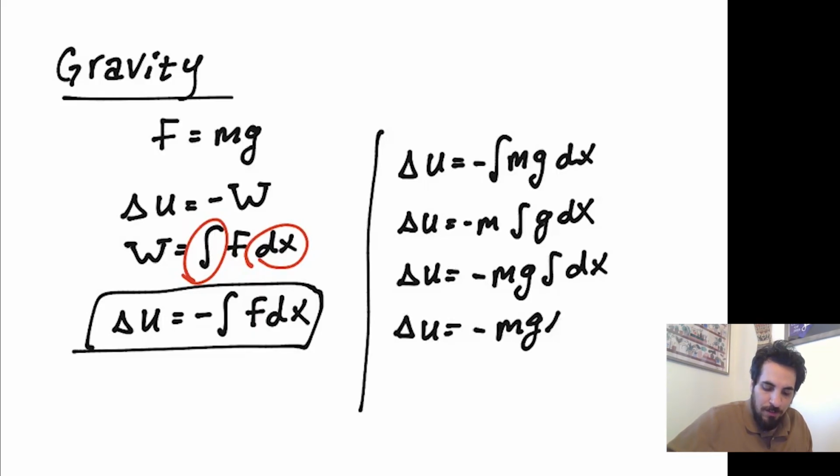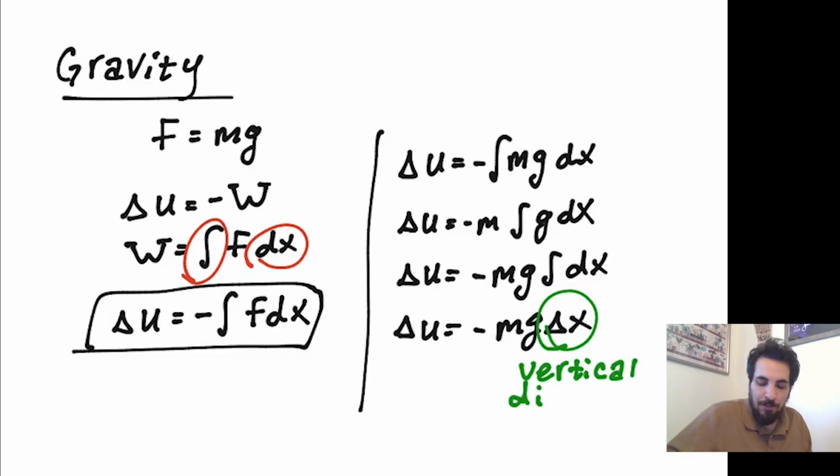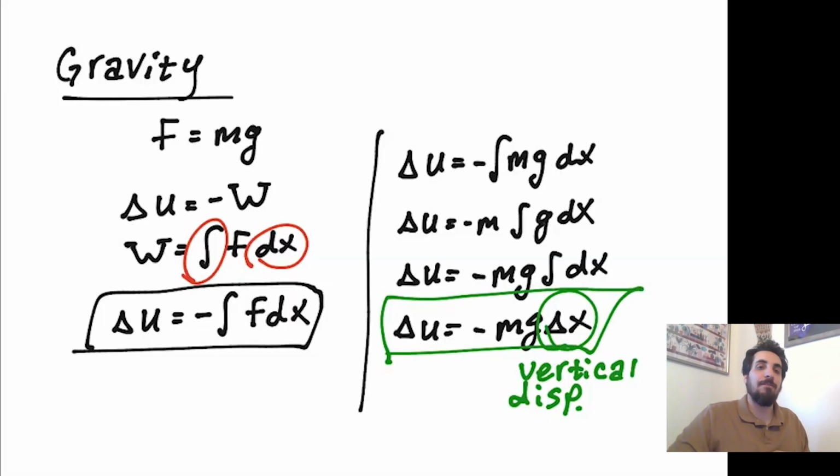Negative mg delta x. In this case, yes, we're using x here instead of y, but bear with me here. If we define x to be our displacement, delta x would be our vertical displacement here, because gravity only does work when we have vertical displacement, meaning our potential energy only changes when we have vertical displacement. So this gives us our potential energy due to gravity. Now, I said we're going to look at gravitational forces two different ways.